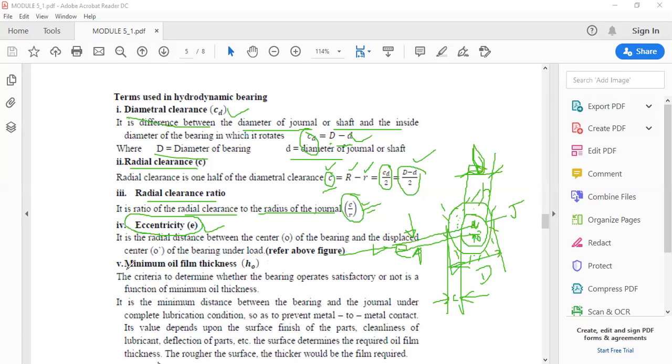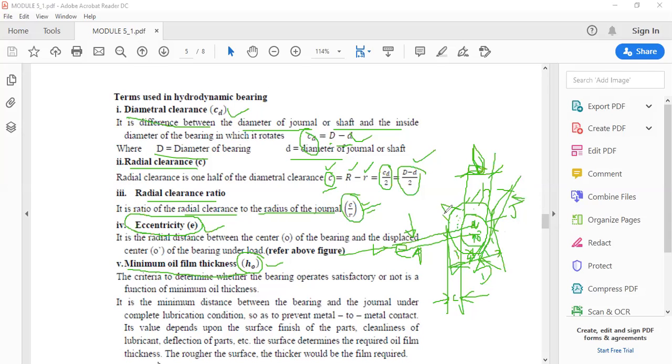And next one is minimum film oil thickness, which is denoted by H naught. This is the notation we use in our data handbook also. This is the minimum film thickness which results during the rotation of the shaft inside the bearing. When the bearing is loaded and the shaft is rotating inside the bearing, because of that rotational speed, a gap is produced between the bearing as well as the shaft. The small gap which results here is called the minimum film thickness.